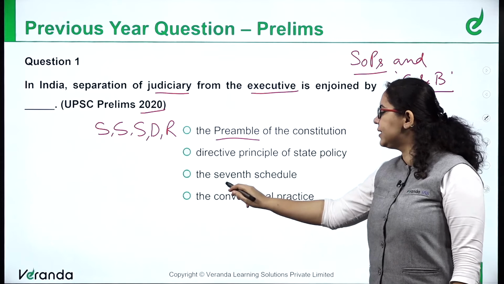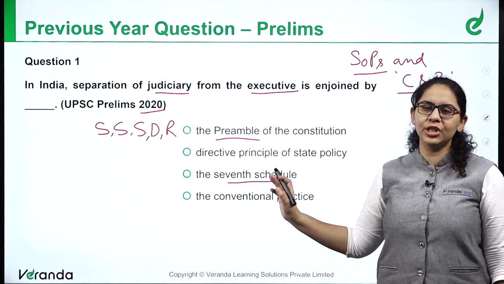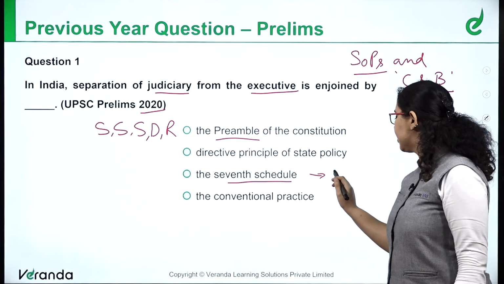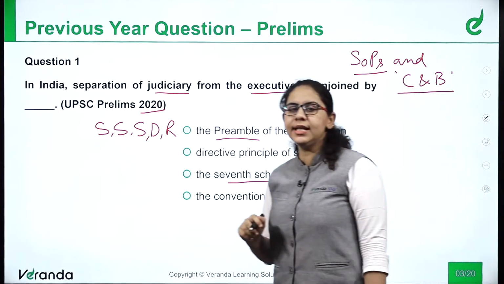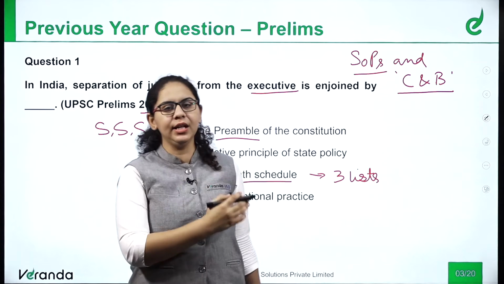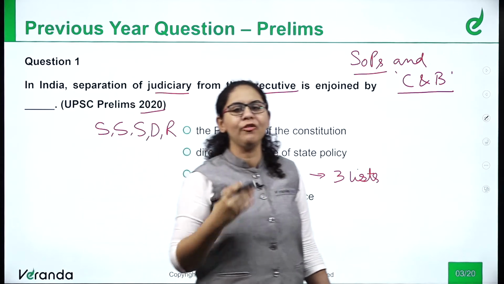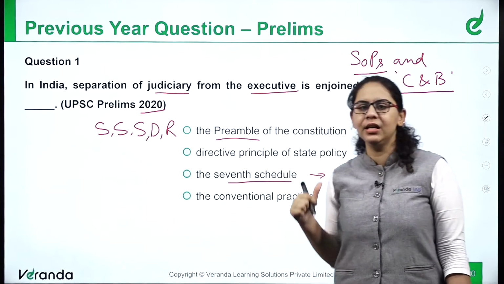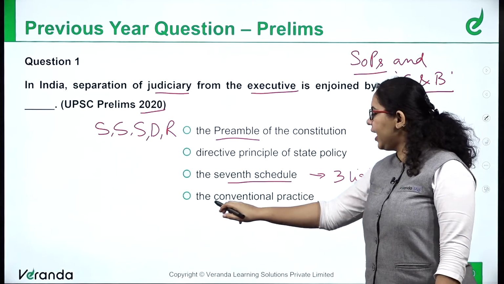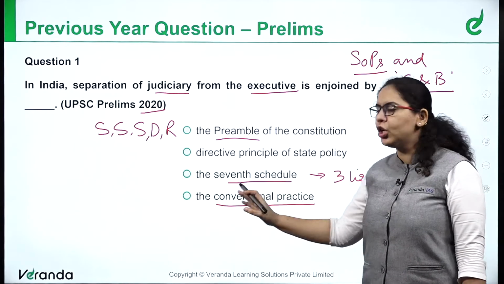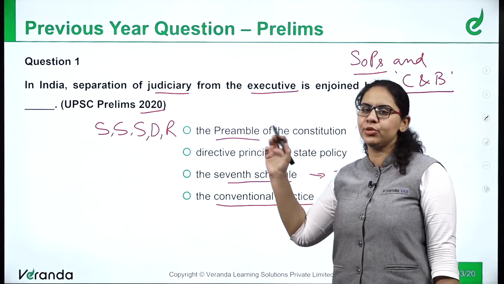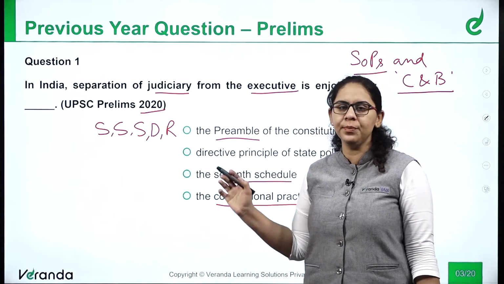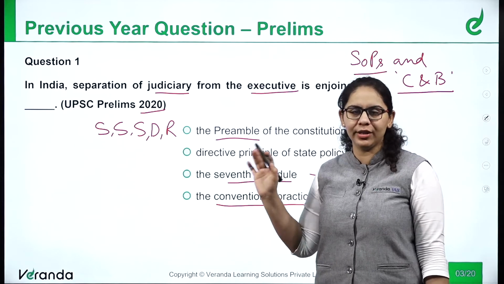Then comes the 7th schedule. The 7th schedule talks about the 3 lists, that is union list, state list and then concurrent list. This is the division of power between the center and the state governments. Then comes the conventional practice. It is also not there in conventional practices. There are very few conventional practices which we have adopted in the Indian Constitution, and separation of power is not there.